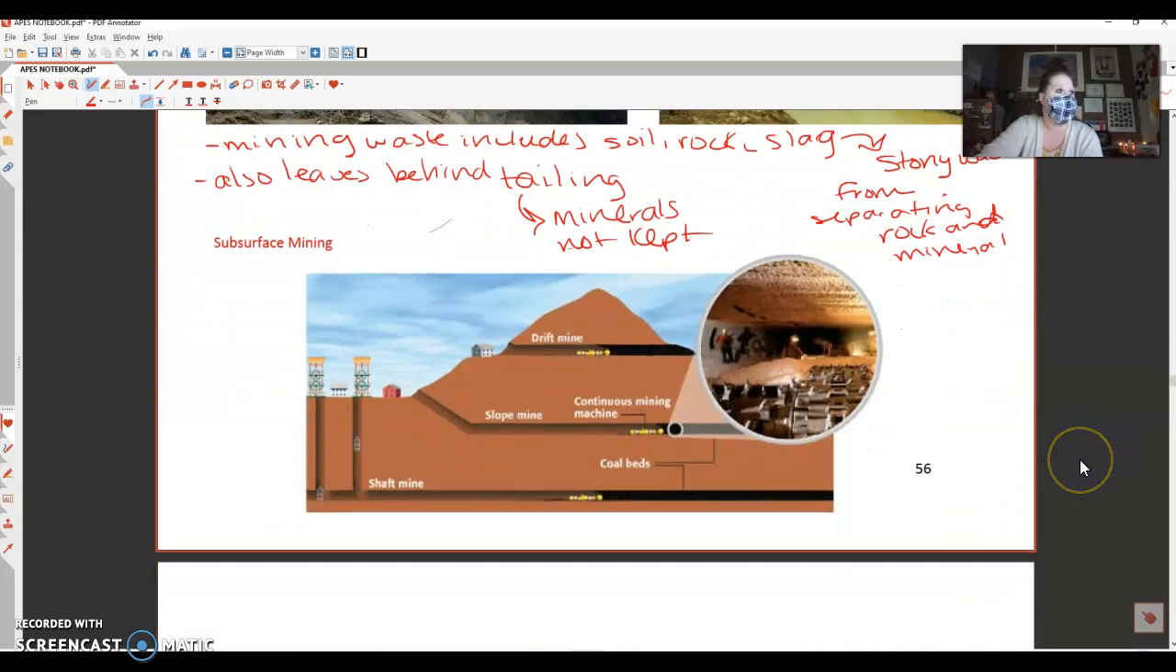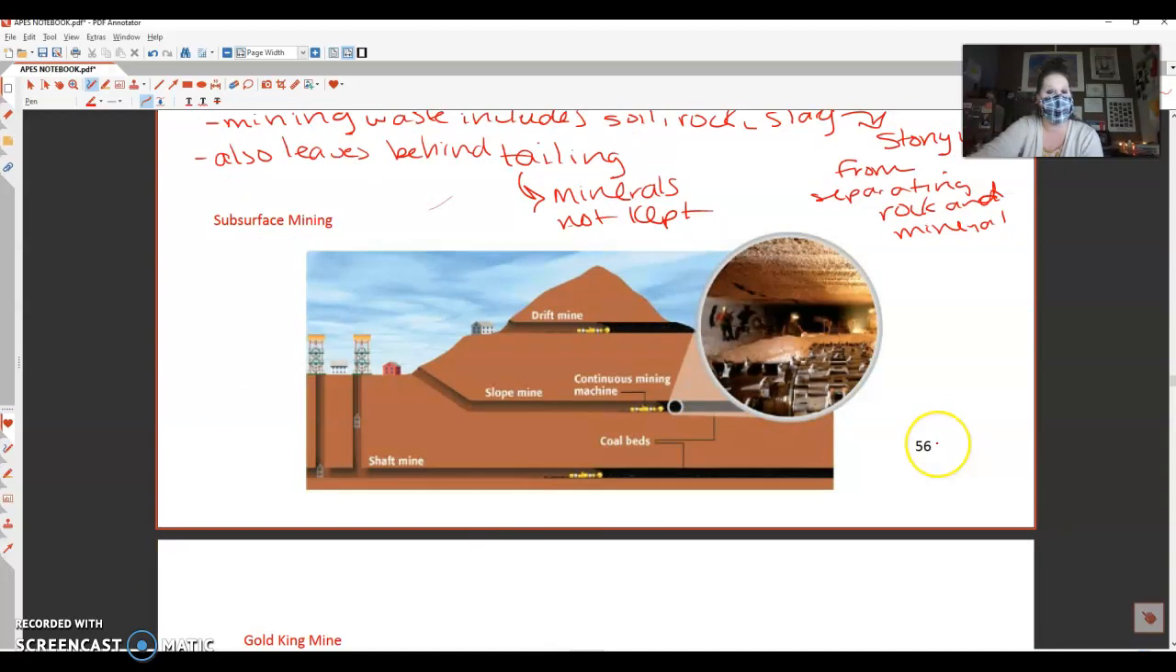Our next type is going to be subsurface mining. So obviously this is going to be below the surface. So you have to dig way down into the earth. And typically, if you look at the picture, guys, you're going to have different types of mines. And this is when you see people actually working underground. And these are typically going to be things like the most well-known examples of this are coal mines or gold mines.